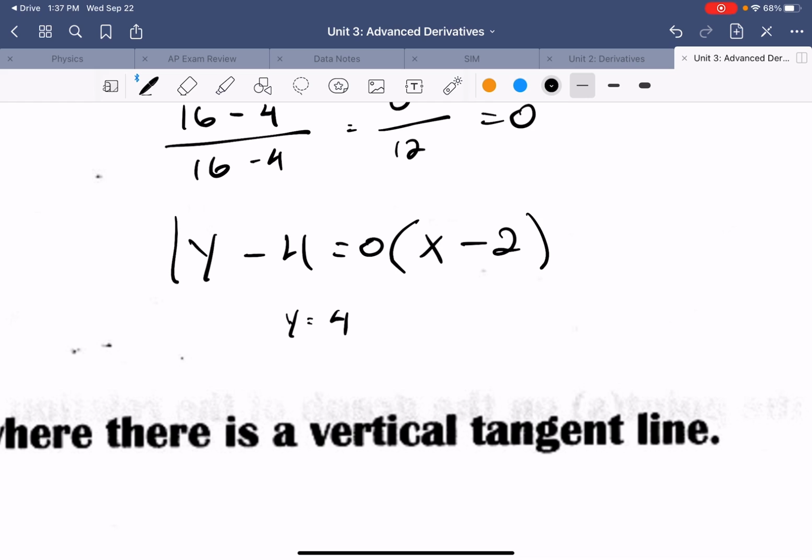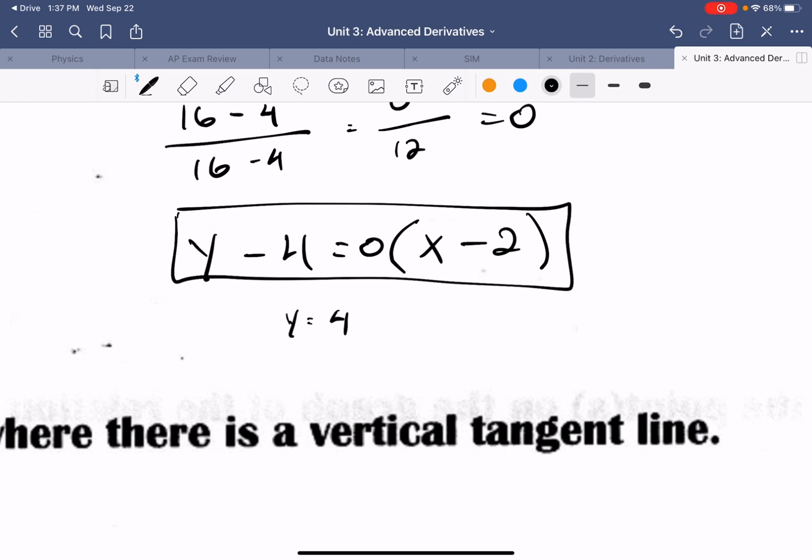Either way is fine, but remember, I encourage you just to stop at the first time that you can stop. So technically, what I just boxed in is the equation of the tangent line, so there is no need to simplify it to y equals 4.